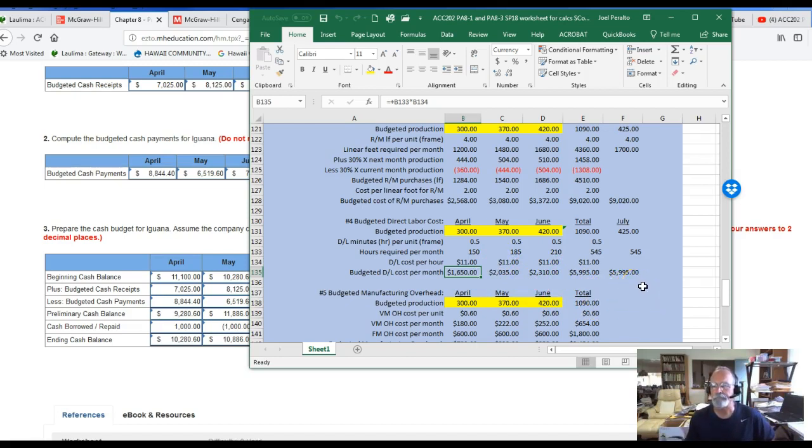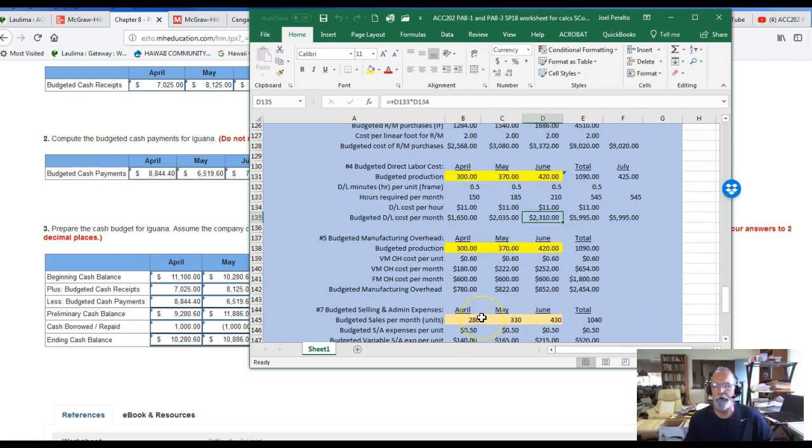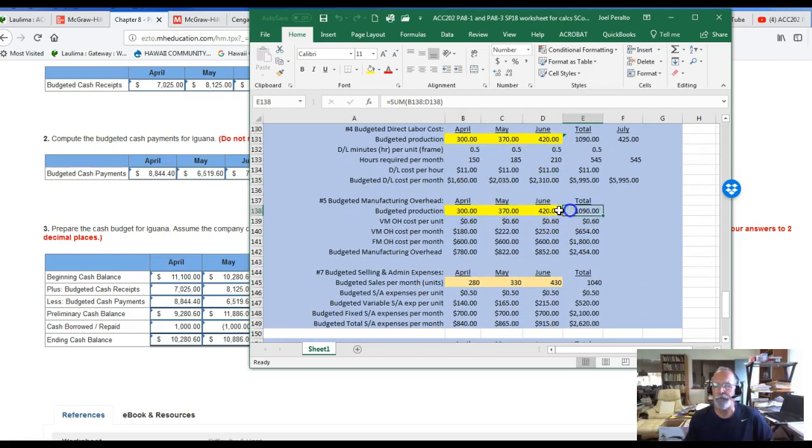Again, we do it for the 3 months. And then for our budgeted overhead, again, we start with budgeted production. So for April, our budgeted production is 300 units. Our variable manufacturing overhead cost per unit is 60 cents. So our variable overhead cost for the month of April is $180. That's 300 times 60 cents a unit, $180.